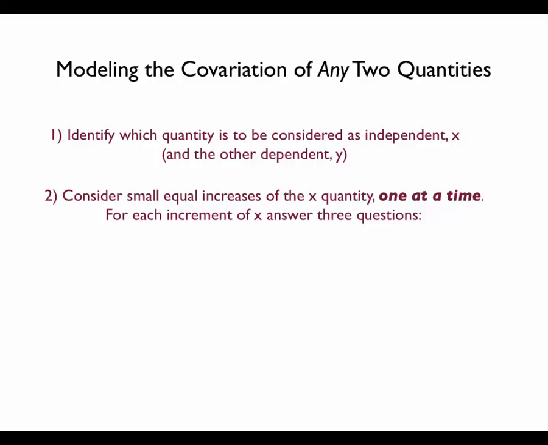So now, to figure out what the covariation is like, we're going to look at small equal increases of x, our independent quantity, and we're going to look at them one at a time. So we're going to say let x increase a little bit, and then we're going to ask some questions about y, and then let x increase another little bit, and then ask similar questions about y, and we're going to keep doing that. And then we're going to track what y is doing for each little increment of x. So this is very much the spirit of calculus, okay?